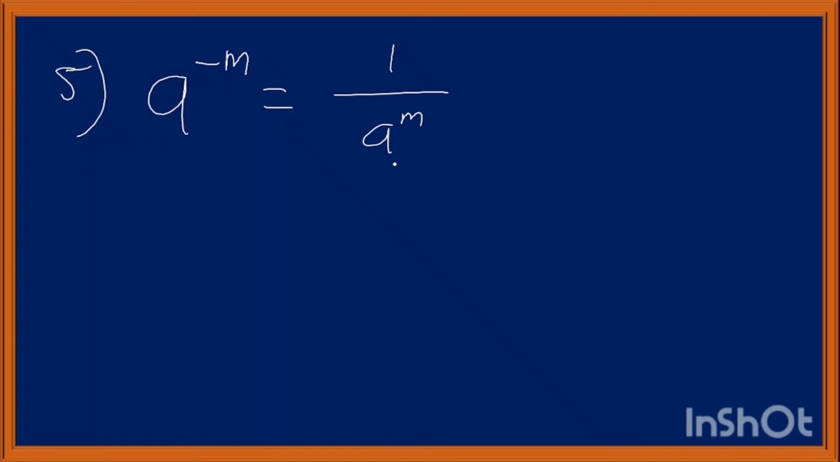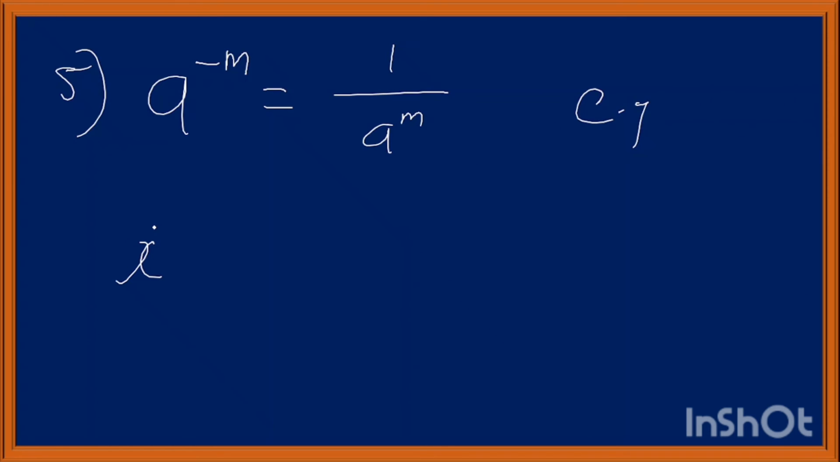Rule number 5. So rule number 5: a raised to the power minus m is equal to 1 divided by a raised to the power m. That is it. a raised to the power minus m is taking the reciprocal, that is 1 divided by what? a raised to the power m. So I don't need to prove this. I don't want to show this to avoid confusion. So let us just take an example.